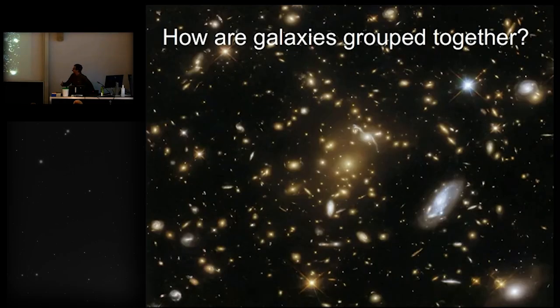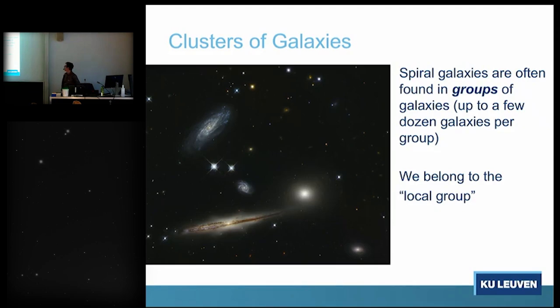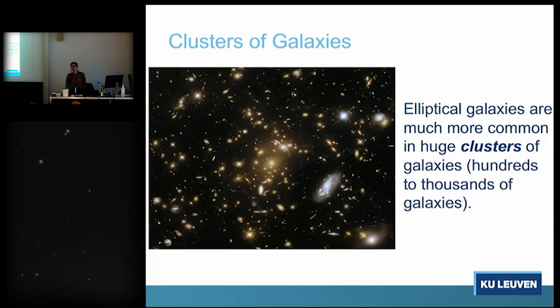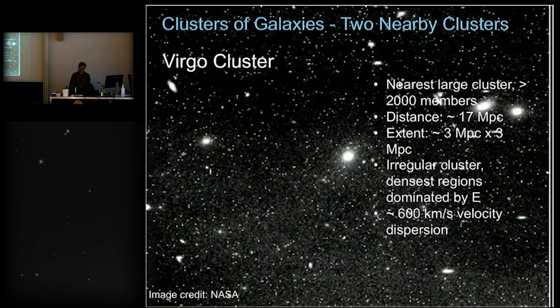So, next thing then, how are galaxies grouped together? Well, first we can call it a group, and a group is typically a small collection of galaxies, up to a few dozen per group, that are gravitationally bound, and we indeed belong to a local group. They can also be sorted into clusters, and we have touched upon this already, but then there are much more galaxies that are gravitationally bound, typically hundreds to thousands of individual galaxies in such clusters.